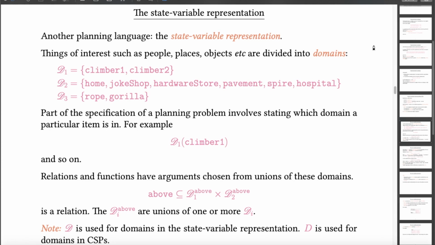And those domains, or more specifically unions of them, are used as a basis for defining relations and functions within the state variable representation. And the example I give here is the relation of something being above something else. You might want to be able to say that the climber is above the rope, in which case the domains here have to involve unions of domain 1 and domain 3, on the slide. But the way to think about it is simply that above is a relation that refers to two things within the planning problem, and above(A, B) means that A is above B.